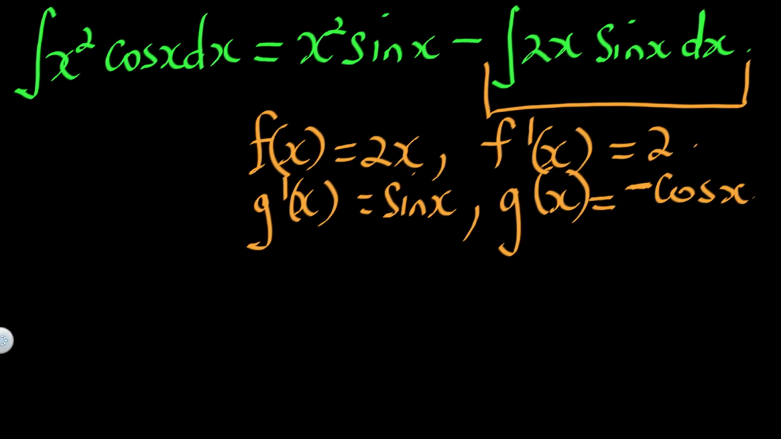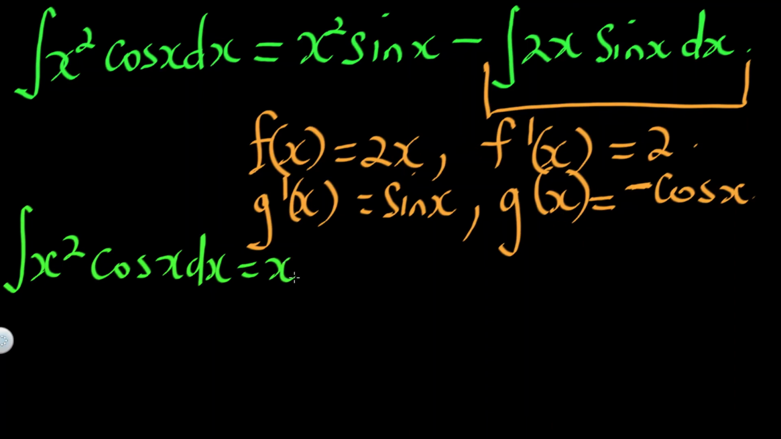We now have to substitute back into our formula again. Don't forget what we have. So we're just continuing. I'm going to rewrite this as integration of x squared cos x dx equals x squared sine x minus, I'm going to put a bracket here.